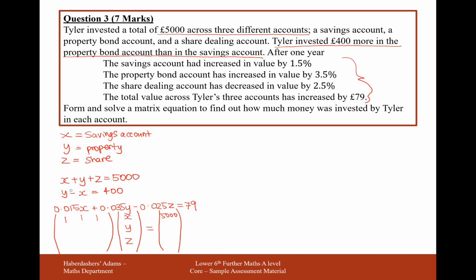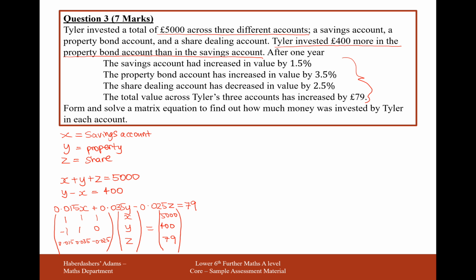Okay, the next part, I need a negative X, so I need minus 1 to go here to make minus 1X. I need 1 on the Y to make a plus Y, and Z's not included in this equation, so I'll just have a 0 there. And this will equal 400. So when I times this out, I'm going to get 400 on the second row. And on the third row, I need all these little decimals, 0.015, 0.035, and minus 0.025. And this will equal 79.